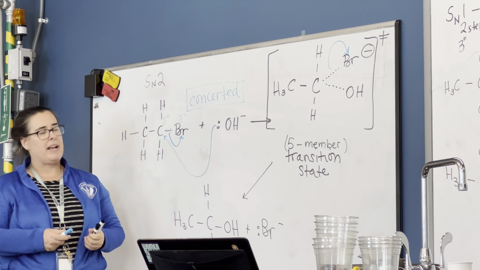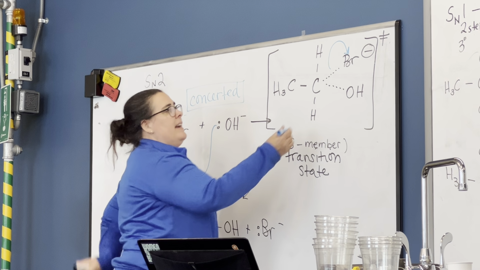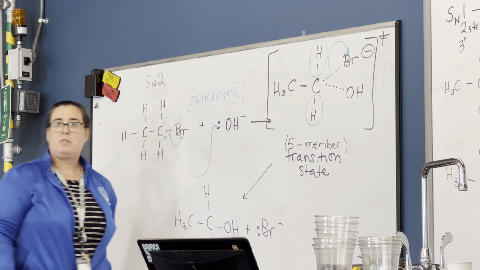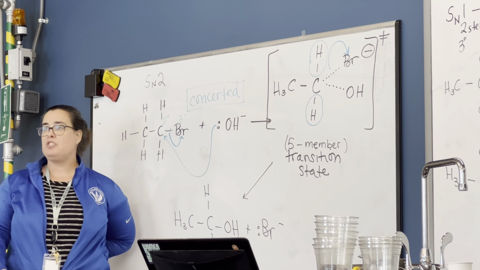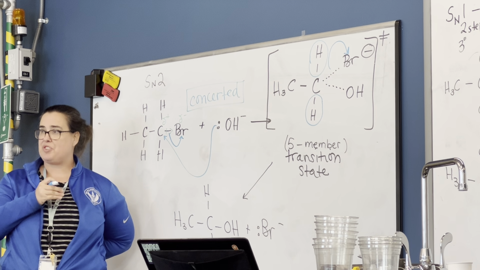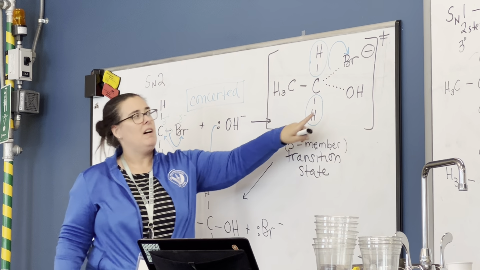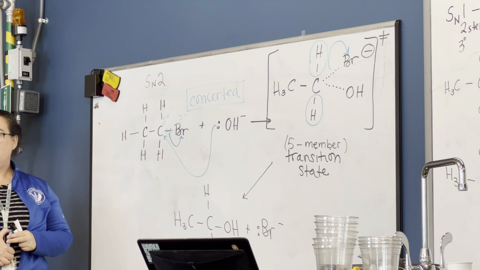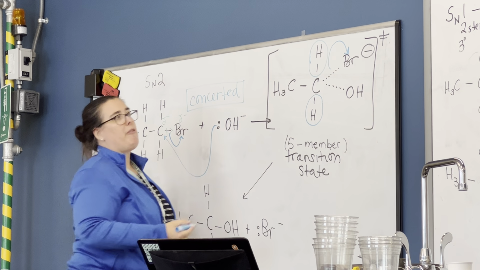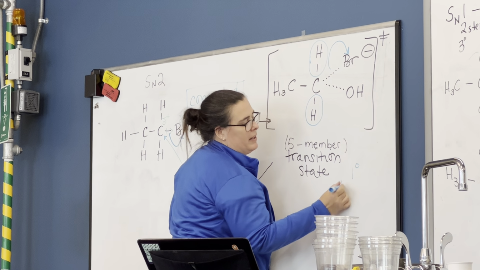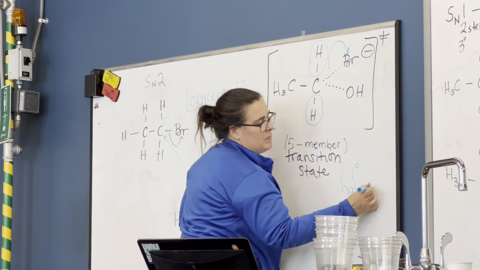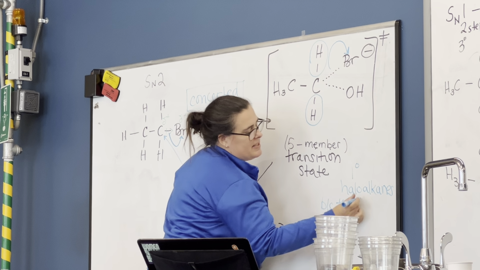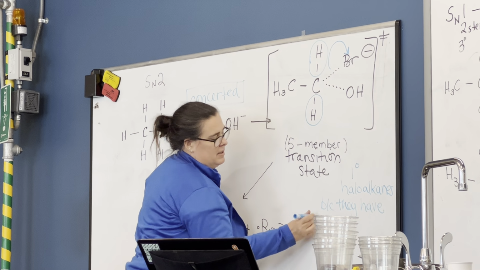And so the only way that I can really make that happen effectively is if I make sure that the carbon has some really, really small groups on it. So instead of having something bulky like an alkyl chain, if I can have something tiny like hydrogen, it might be possible to fit all 5 of these things in bonding distance to that super tiny carbon. And so this is preferred for primary haloalkanes. The SN2? Yes, because they have the least steric hindrance.